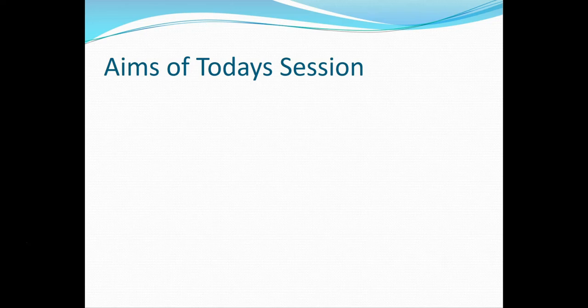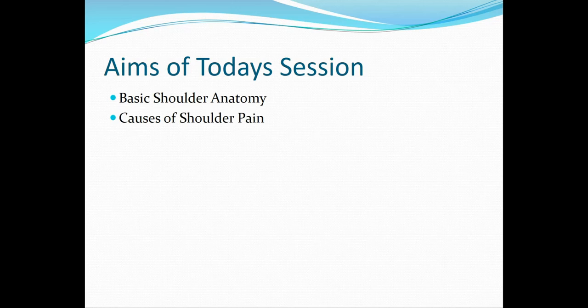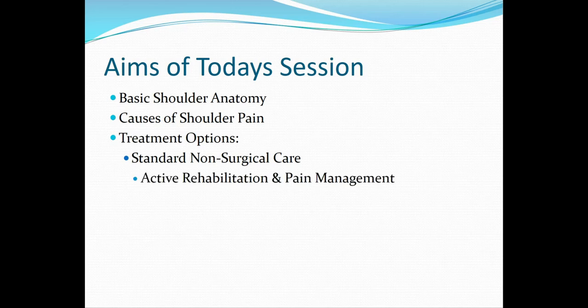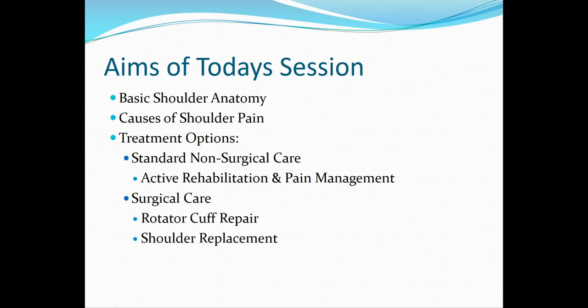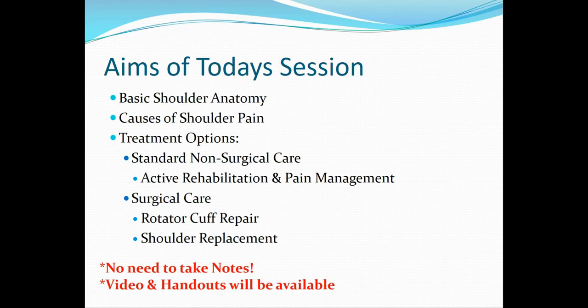The aims of today's session are to review the basic anatomy of the shoulder joint, to discuss the most common causes of shoulder pain, along with your treatment options, including non-surgical care, which involves active rehabilitation and exercise programs, along with pain management strategies. We will also discuss surgical care options, including rotator cuff repair and shoulder replacement. We recognize there is a lot of information to cover. There's no need to take notes, as a link to this video and handouts will be provided for you to refer back to.